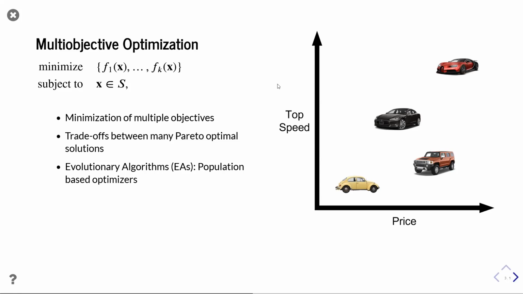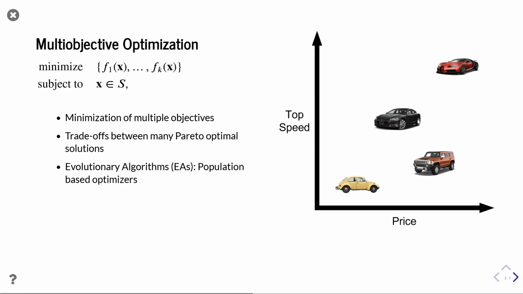For example, on the right-hand side here, we see a graph where on the x-axis we have the price of some cars, and on the y-axis we have the top speed of some cars. And there are some cars in the graph. On one hand, we have this Beetle, which is a lower price, but also a lower top speed. On the other hand, we have this Bugatti Veyron, which is very fast, but also very pricey. We would like to buy something that is cheap, but also something which is fast, but we cannot have both. We have to have certain compromises here.